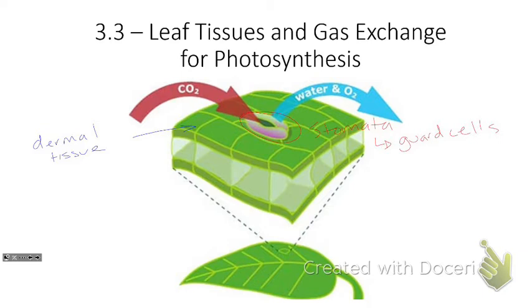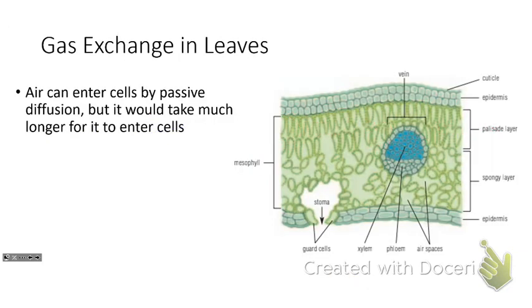Stomata regulates gas exchange. Good. Okay, so gas exchange in leaves. This is done by stoma, or so if there's just one, it's called a stoma. So it's singular. Okay. If there's multiple, it's stomata. So stoma is here. That is controlled by guard cells.